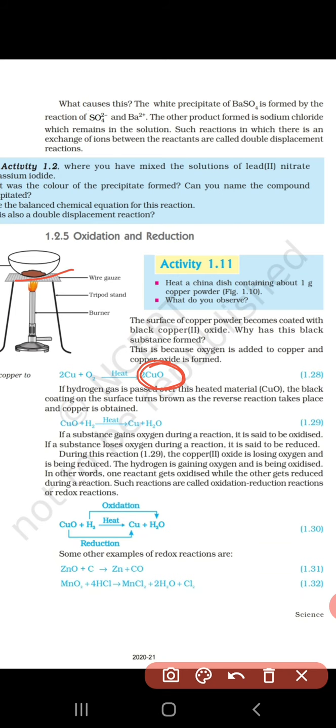Why do we get cupric oxide? When it is burned, we get cupric oxide, because this copper reacted with oxygen present in the atmosphere, and we get copper oxide, that is cupric oxide. First, the brown black color coating is observed at the base of this china dish. At the base of this china dish, this is cupric oxide.